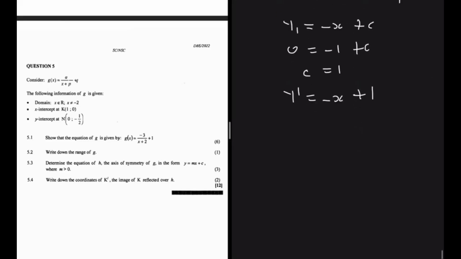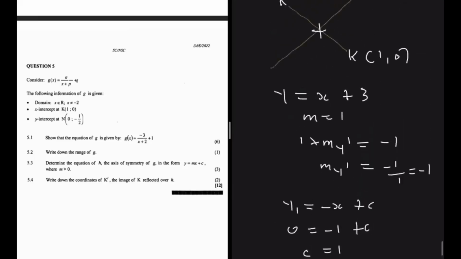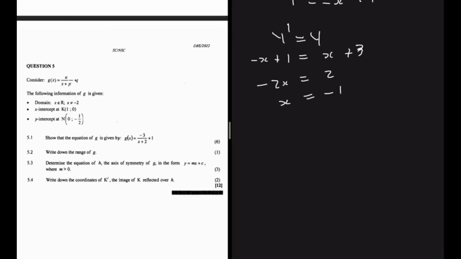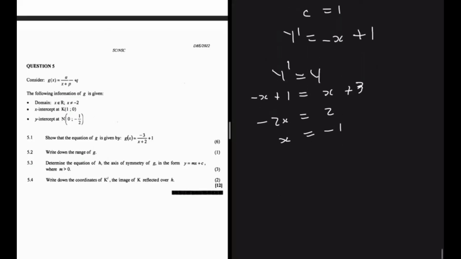So now what we're gonna do, we're gonna equate y subscript and y, the axis of symmetry, which is also h of x. If we equate the two, then we're gonna find where they touch, and where they touch is the midpoint between k and k subscript. So that will be minus x plus 1, which is equal to x plus 3. So minus 2x is equal to 2. So x is equal to minus 1, right? So these two lines touch at x equals minus 1.